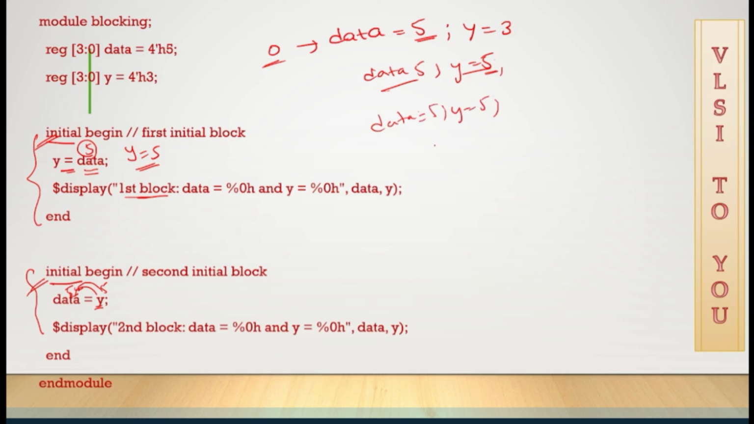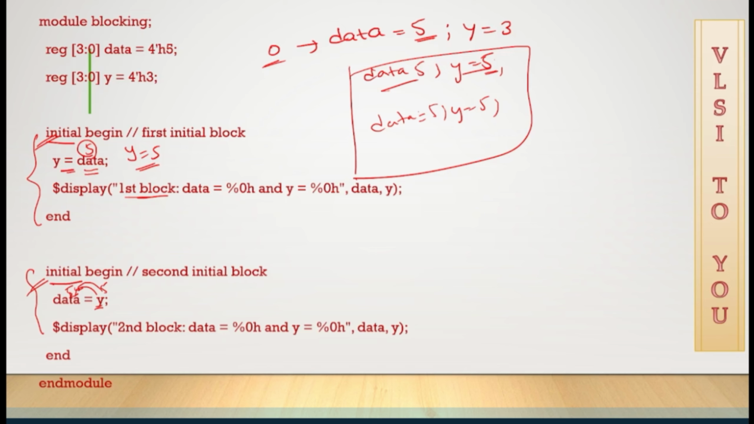Have you got the justification why all the values are 5 here now? Clear? So this is what is happening. What we actually want is to flip the values. We have taken 5 and 3, and we are expecting the values 3 and 5. But what is the value that we are getting? We are getting all 5s. Got it? So this is how the thing happens in the case of blocking statements.